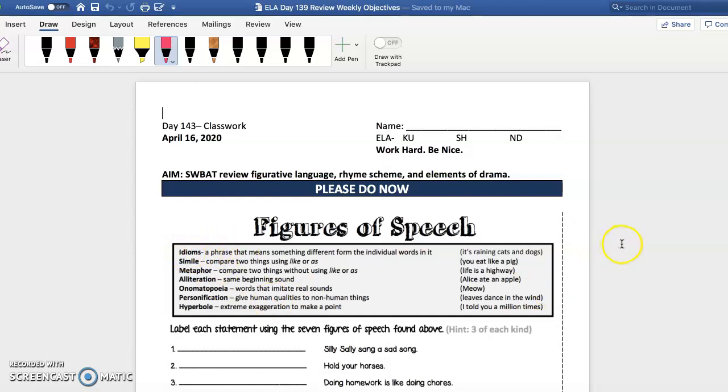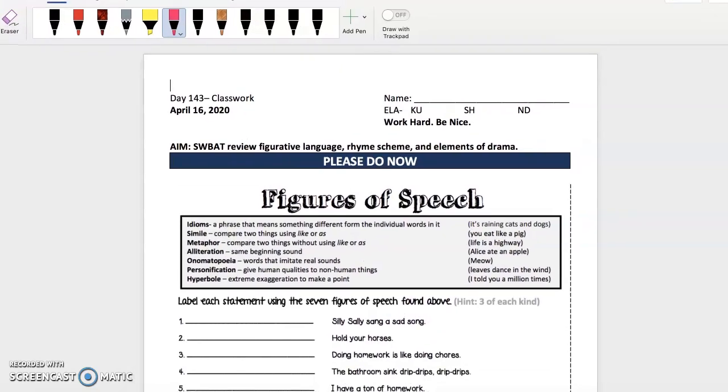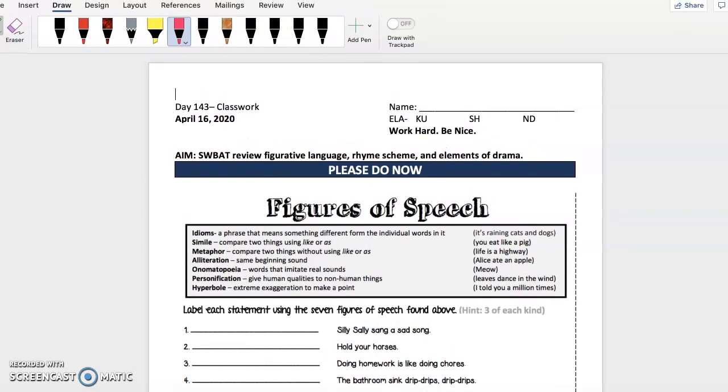Just try your best to use the definition and the example to figure out which one is which. If you haven't done the PDN, go ahead and pause the video and get started with the PDN now. If you have, then you can just keep the video rolling, okay?